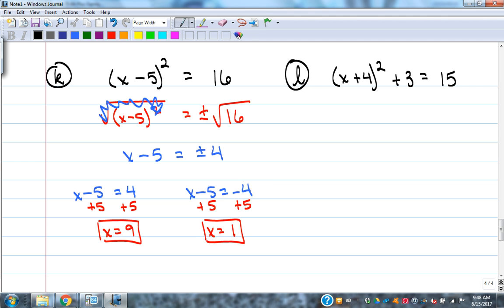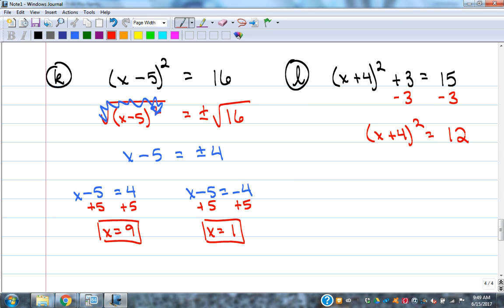Sometimes they'll throw one in like this. It's almost the same as example K, but there's that plus 3 hanging out on the outside. Again, the clue you're looking at here is the fact that you've got something in parentheses squared. That tells you, hey, you could do square roots to solve this. So to do that, you need to get all the plain numbers together. So that 3 hanging out on the outside needs to go away, so we're going to subtract it. 15 minus 3 is 12. So we get x plus 4 all squared is equal to 12.